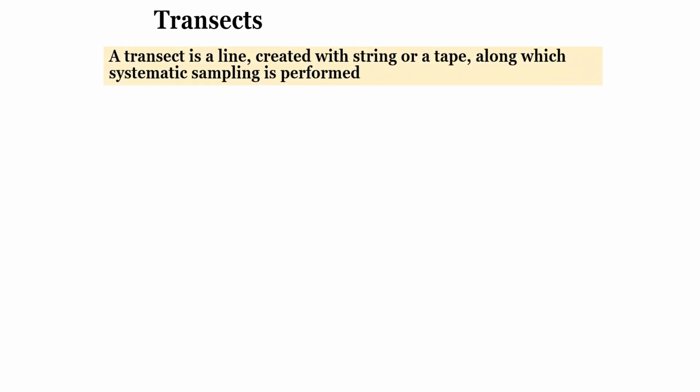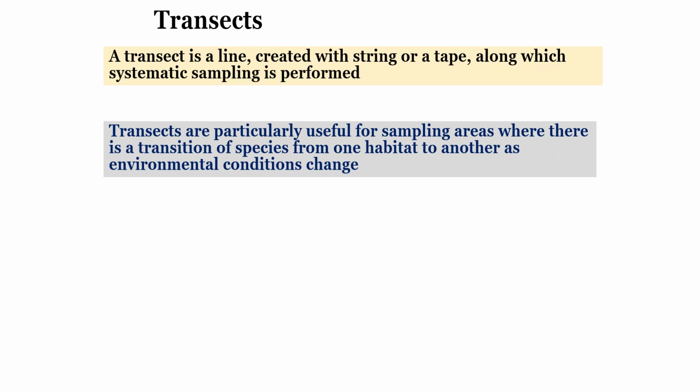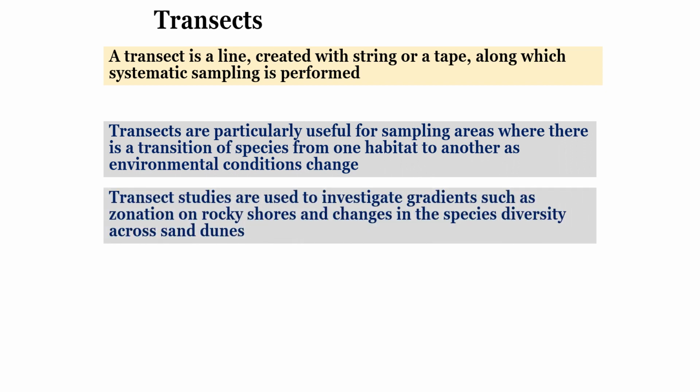Now the second type of instrument which field ecologists use is transects. So what are transects? A transect is a line created with string or a tape along which systematic sampling is performed. Transects are particularly useful for sampling areas where there is a transition of species from one habitat to another as the environmental conditions change.